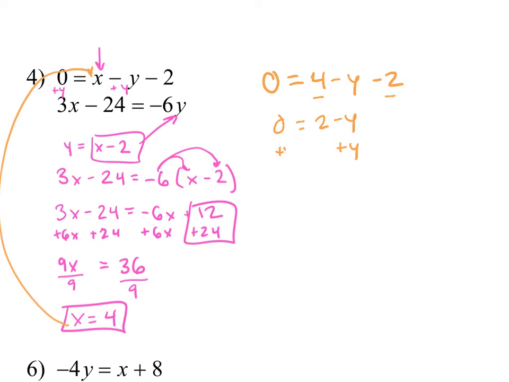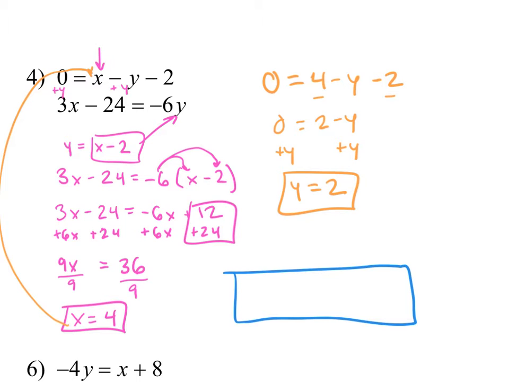Perfect. Add y to both sides, so y is equal to 2. That's our answer. So on the quiz, in the little text box, you would put x is equal to 4, y is equal to 2.